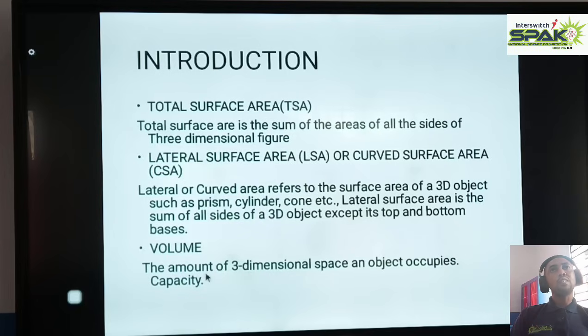And the third one here is the volume. The volume is the amount of 3-dimensional space an object occupies. It can also be the capacity of that object. So all these 3 are what we'll be looking at on each of these shapes.